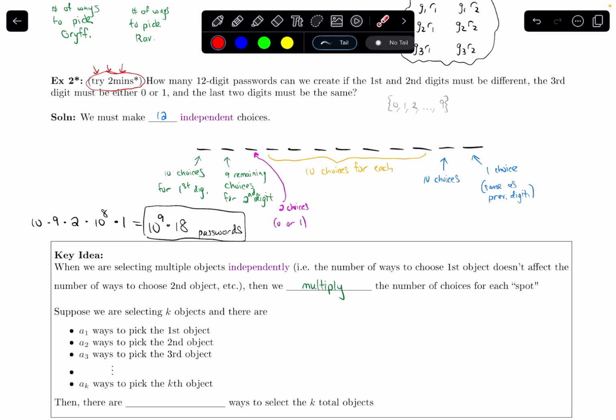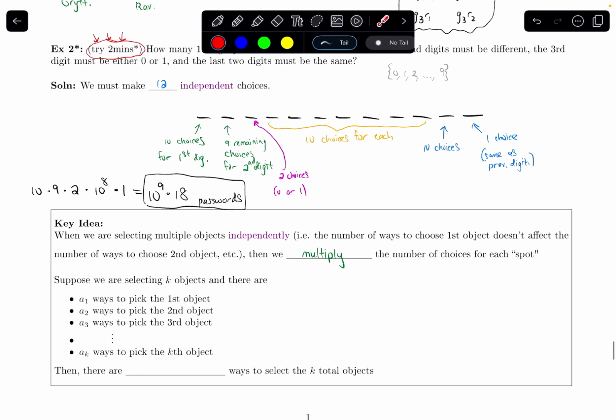So in the context of the previous example, it was certainly true that once I picked the first digit, for example a 3, then the second digit did depend on the first one. It couldn't be a 3. But I'm using the word independently to refer to the fact that the number of choices for the first digit did not impact the number of choices for the second digit. The number of choices for the first digit was 10, and regardless of what that digit was, there were always going to be 9 choices for the second digit. That's the sense in which I mean the word independent here.